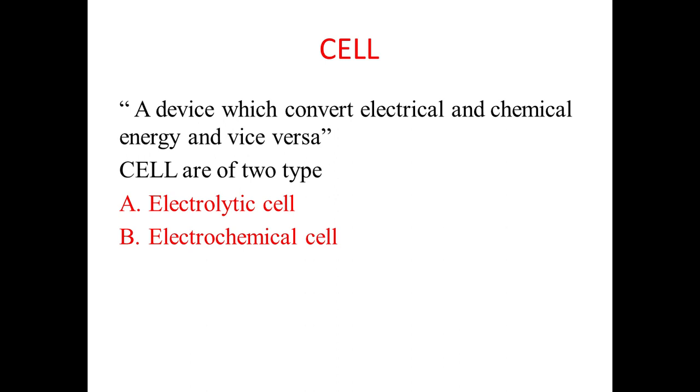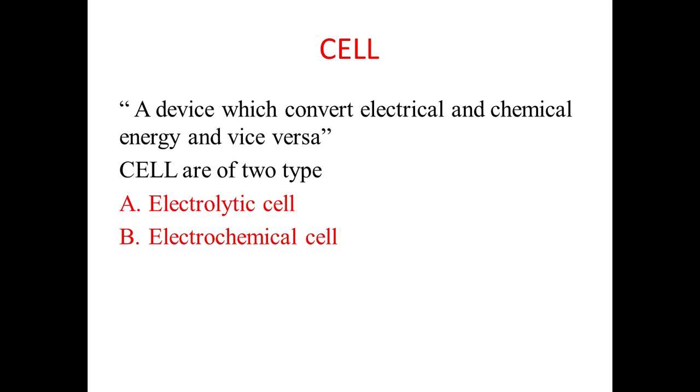So on the basis of their working, cells are classified into two categories. The first category represents the cells which convert electrical energy into chemical energy, and such types of cells are called electrolytic cells. You can see here electrolytic cells. So those cells which utilize an external source of electricity to carry out chemical changes or to carry out redox changes.